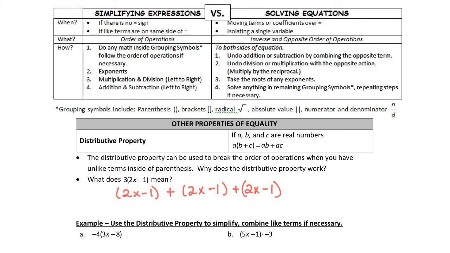And then I've been talking about combining like terms. Hopefully you remember, if it has an x, those are like terms. So if I added 2x plus 2x plus 2x, you'd see I have 6x. And then the distributive property says to take that 3 and multiply it to the first term you see. So 3 times 2 is 6x, and then 3 times negative 1 is negative 3. So notice the same answers, but a little bit less work there. The distributive property is really handy to know.